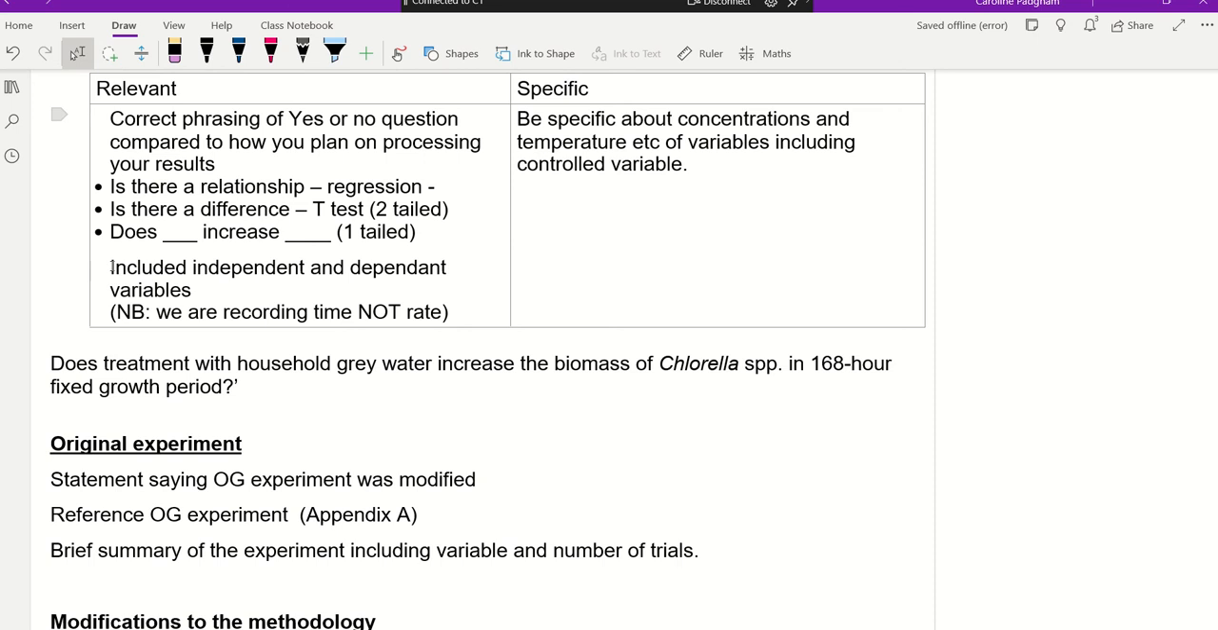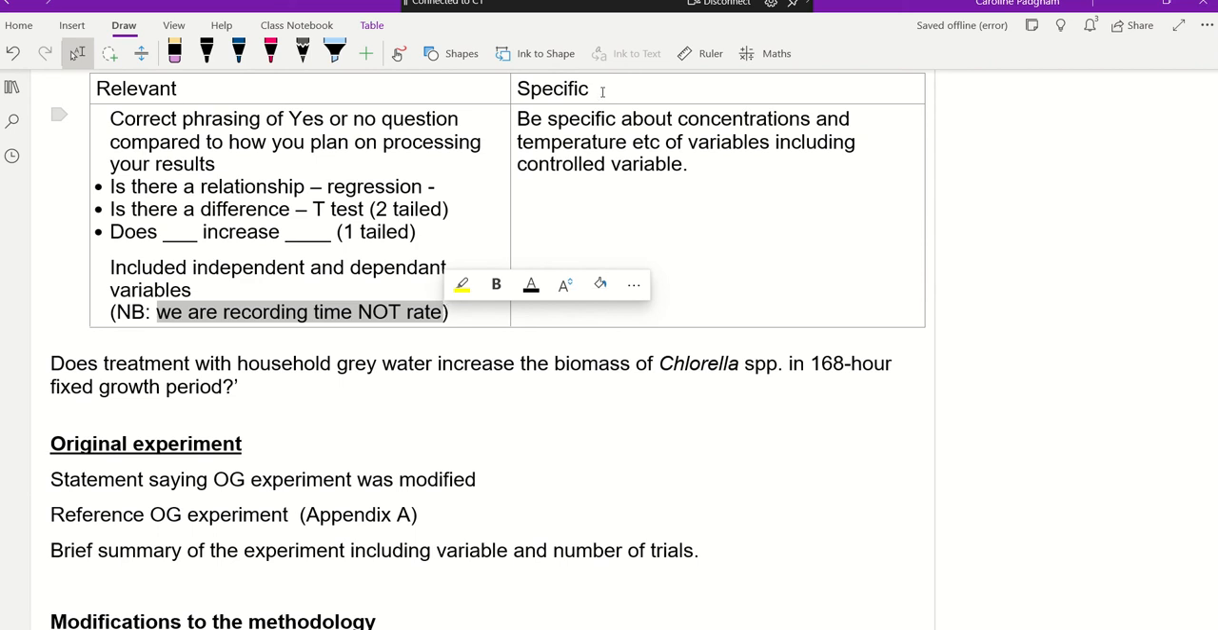make sure you include your independent and dependent variables, so make it relevant. And we are not recording rate, we are recording reaction time. Got it? So I don't want to see, is there a difference between the reaction rate of this and this? That's not relevant. We're not measuring it.